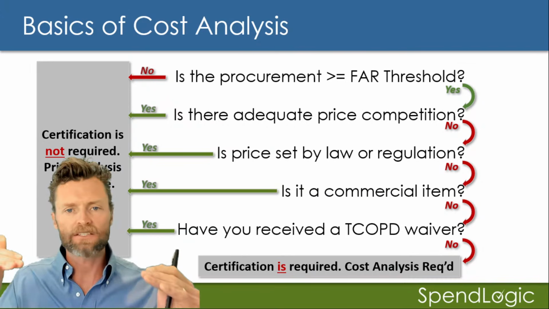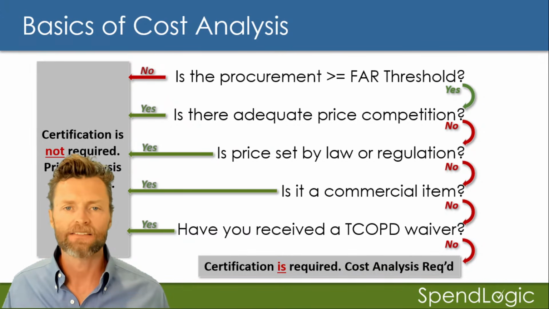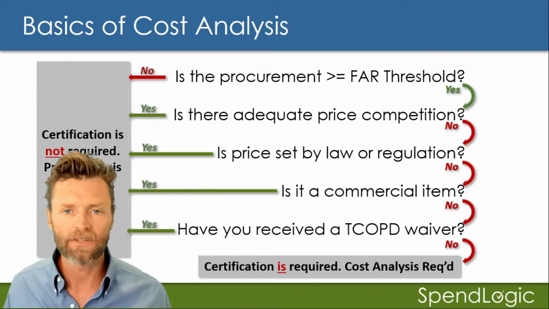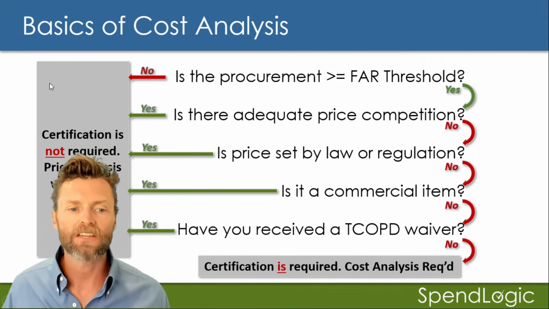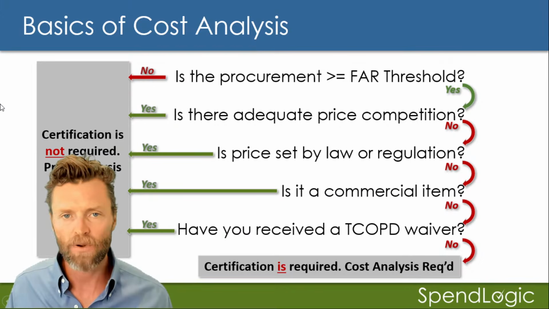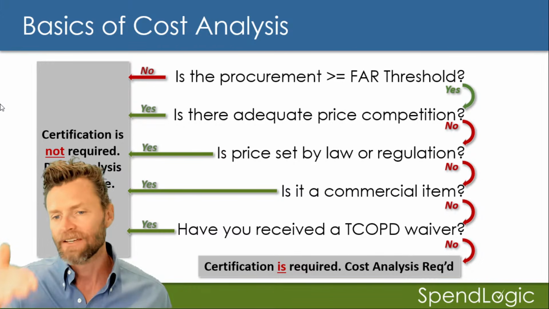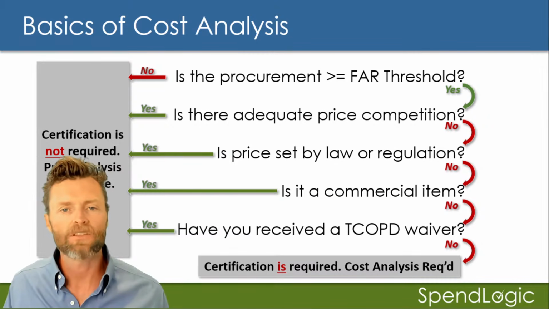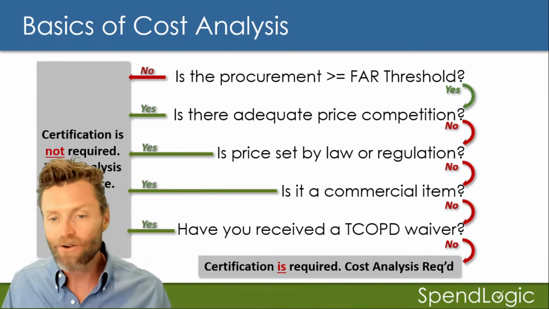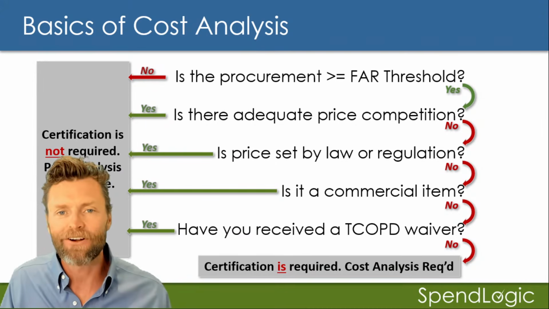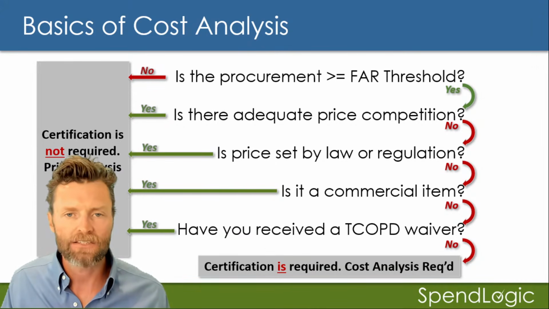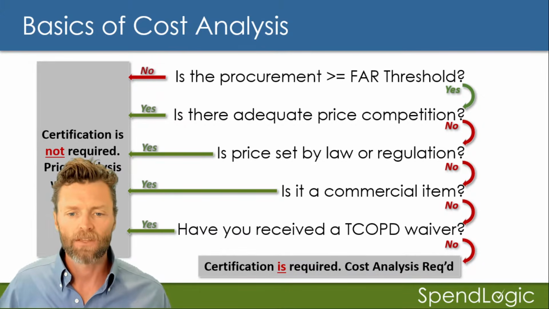So basically start from the top, okay? Is this procurement over the FAR threshold? And right now that's $2 million. If not, then certification is not required and you'll get away with a price analysis. Continue moving down this decision tree, and if you can't get to the point where you have an out, these are the basic outs listed in the FAR, then you're going to have to do a cost analysis, okay? Otherwise, a price analysis will be just fine.